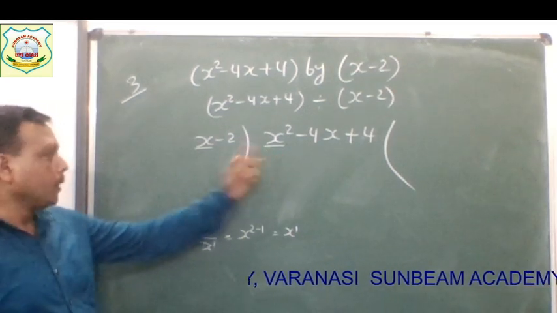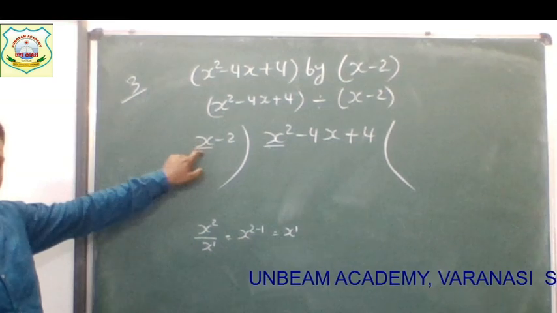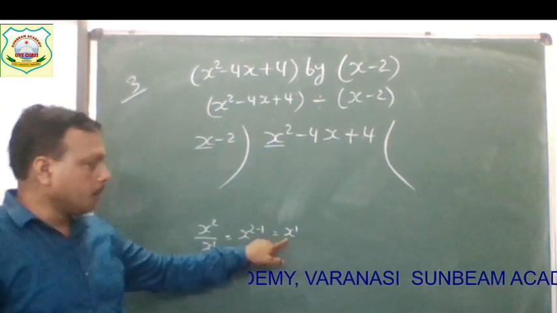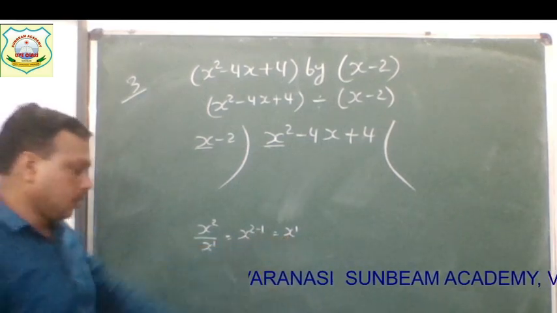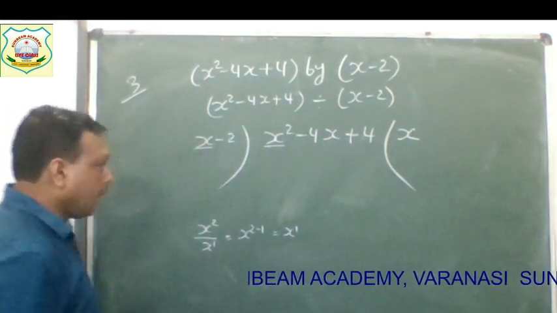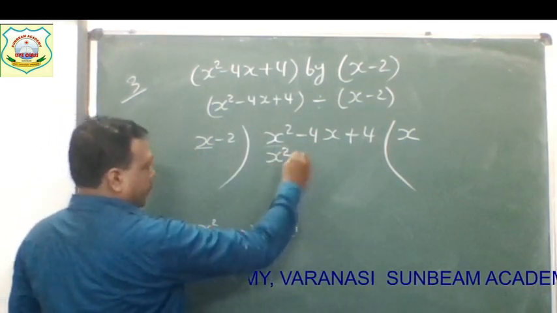What do we want to do? We want to find what we should multiply to this value. The value should come equal to this. So we have got what should multiply, x. So here we will write the x. Clear? x into x, that is the x square.